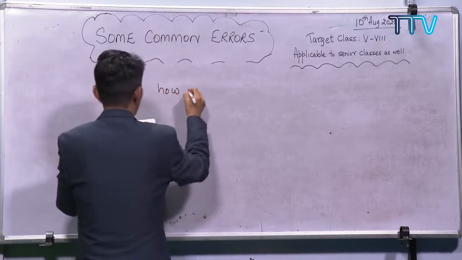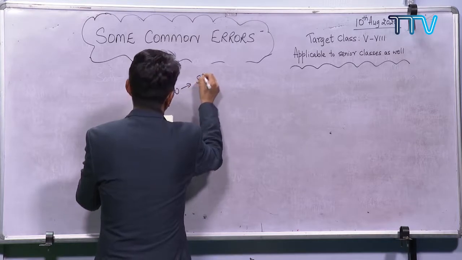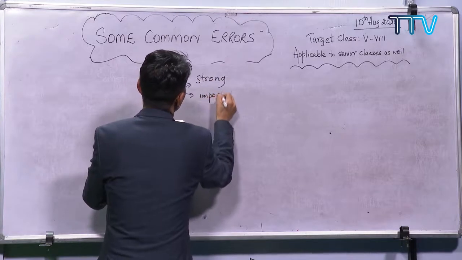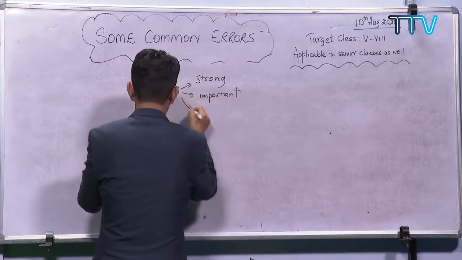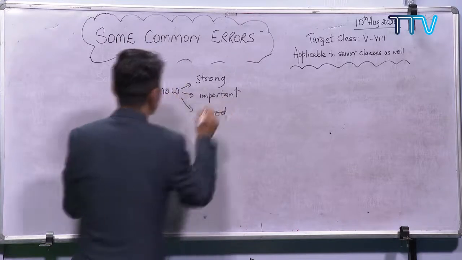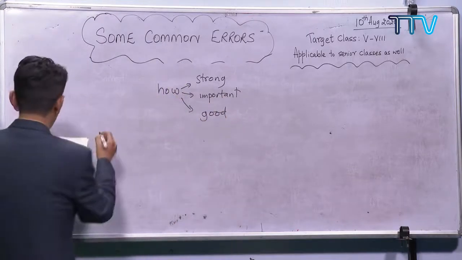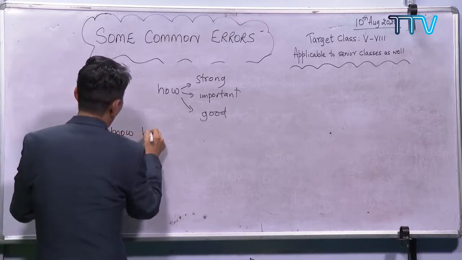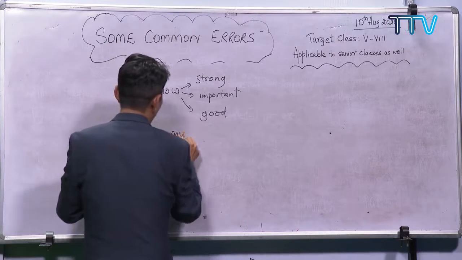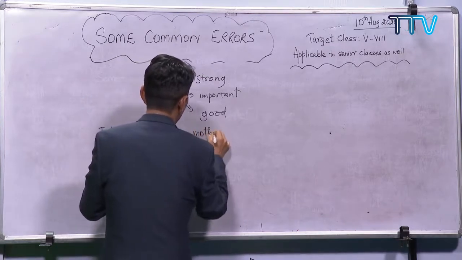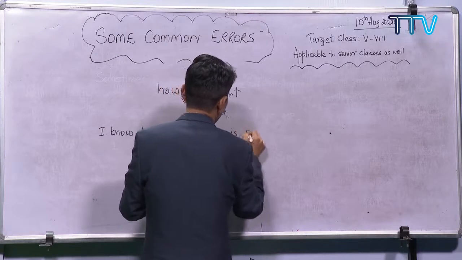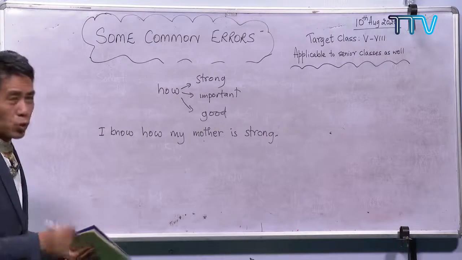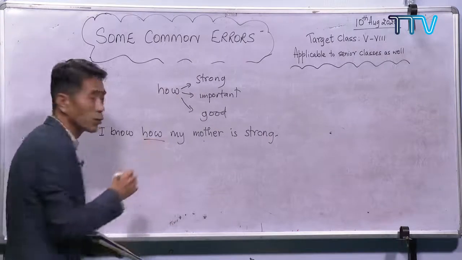Okay, yes. And if I write the example, then you can easily understand. Strong, important. This one will be the last one. Okay, yes. Now, I know how my mother is strong. Okay, I know how my mother is strong. Sometimes students used to write like this.